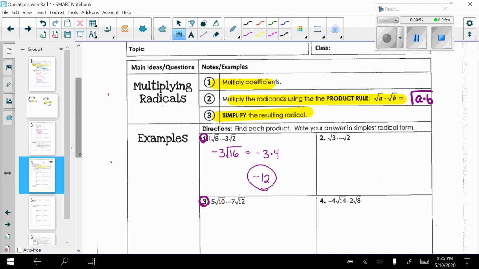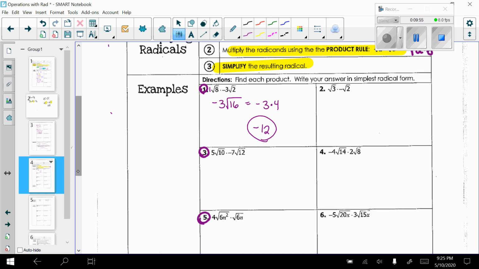And then something like number 3, where you can see the outsides with the outsides, you can only multiply 5 with -7, so you get -35, and multiply 10 with 12 to get 120 underneath the radical. So what you're actually going to do now, I did my multiplication, but now I want to make sure I simplify it. So we still have -35 on the outside. I know that 4 can go into 120 30 times.